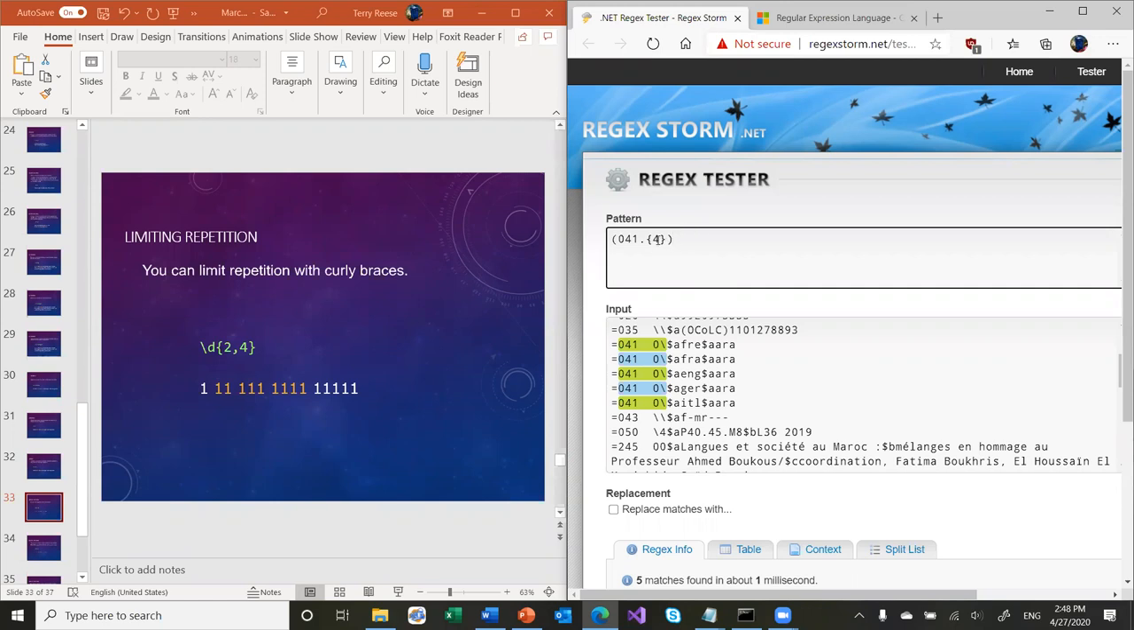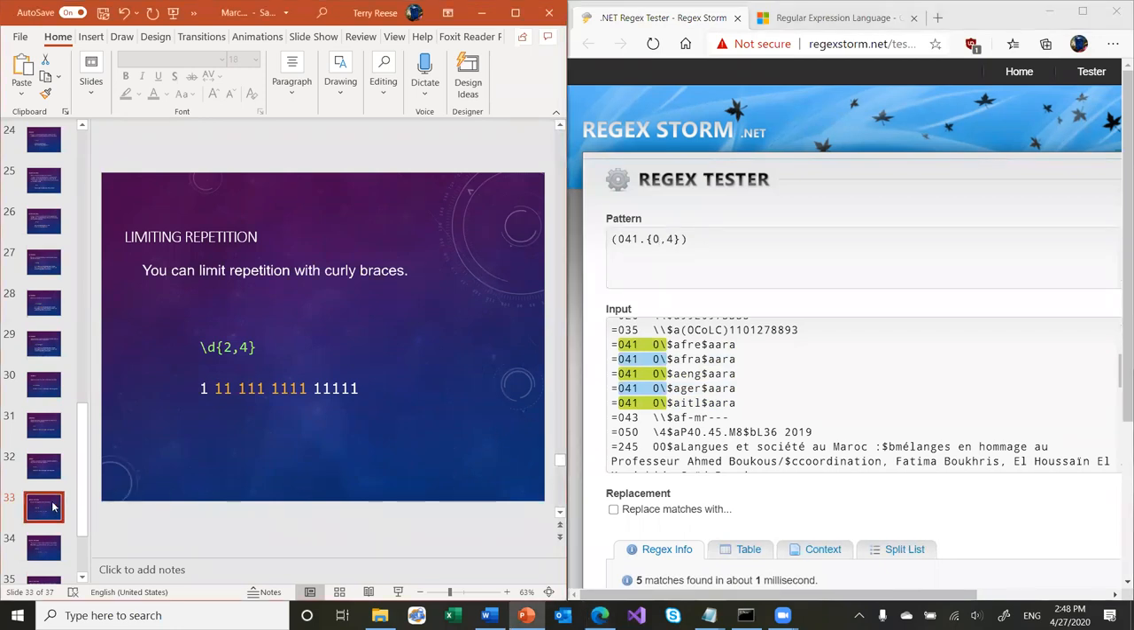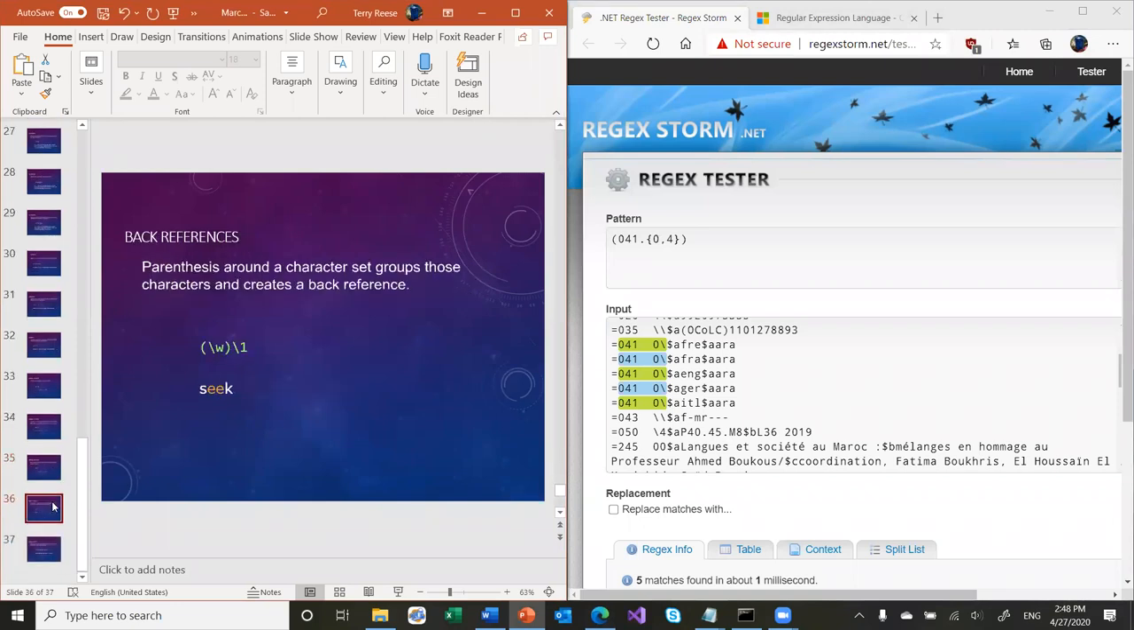Regular expression language allows you to say at least one match to 4 matches, or one match to infinity, or up to 4 matches, 0 to 4 matches. So you can set limits in terms of how the expression matches, and you can see the different ones here. How you limit those repetitions.